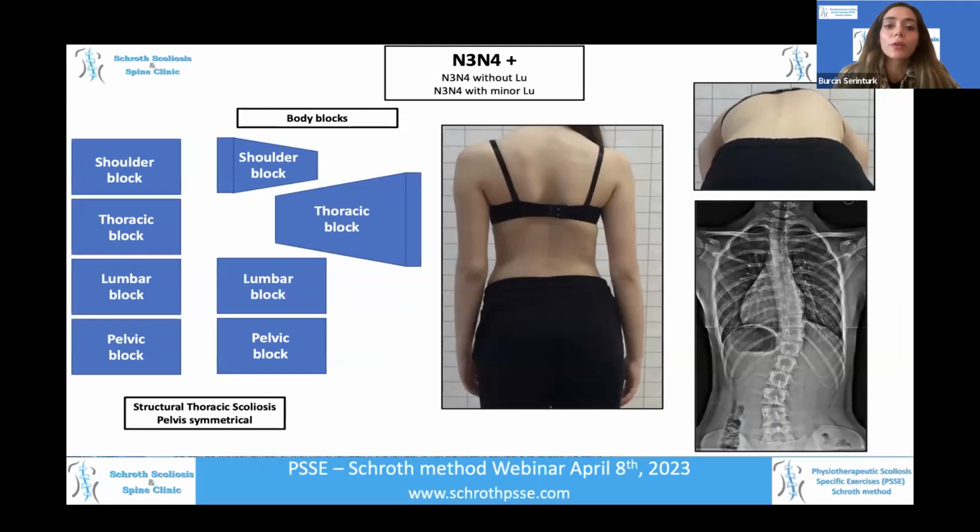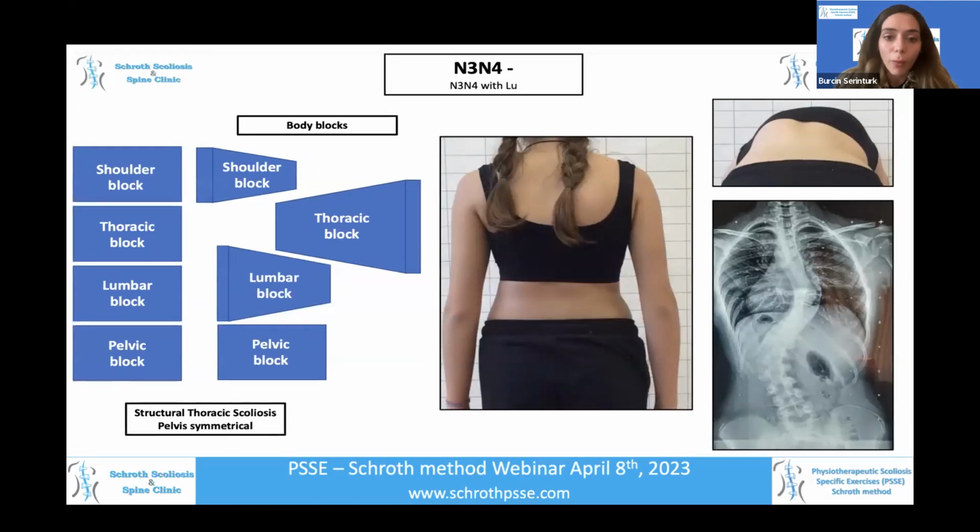And the next type, non-3, non-4 type. Let's remember what is non-3, non-4. Non-3, non-4 means we have structural thoracic curvature and pelvis symmetrical. If we have non-3, non-4 without lumbar or with minor lumbar, we call it non-3, non-4 plus, and overcorrection is allowed for the main curvature. And this is non-3, non-4 minus, and this is structural thoracic scoliosis and pelvis symmetrical, almost the same, but now in this case we have two structural and significant curvatures. It means overcorrection is not allowed for the main curve. If I overcorrect, it will affect the other curvatures negatively.